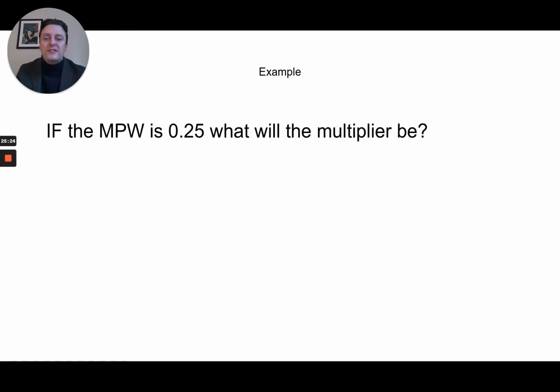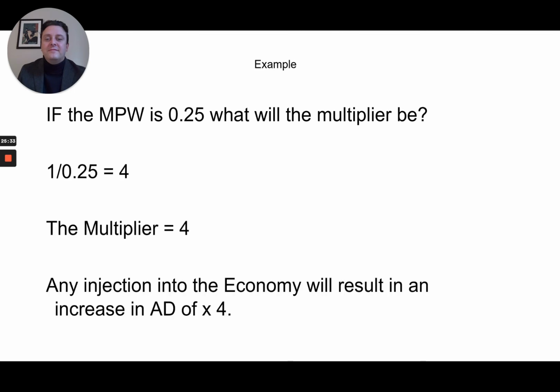Okay, so how much is the injection going to have an effect on the economy? In this case, we'll just do the simple formula again. 1 divided by the marginal propensity to withdraw, that's 1 divided by 0.25, that's 4. So the multiplier is 4. So any injection into the economy will result in an increase in aggregate demand of 4.